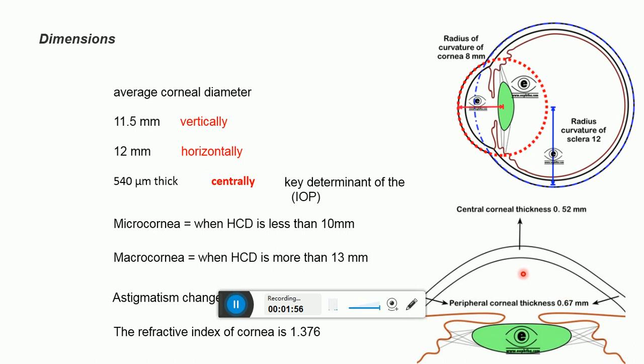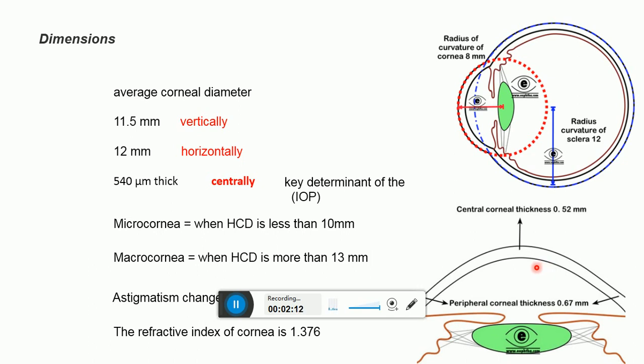Now the thickness. The central corneal thickness is 0.52 mm. In the periphery it is 0.67 mm thick. Central corneal thickness has a direct influence on IOP measurement.